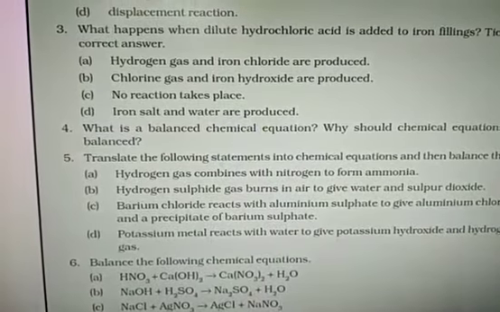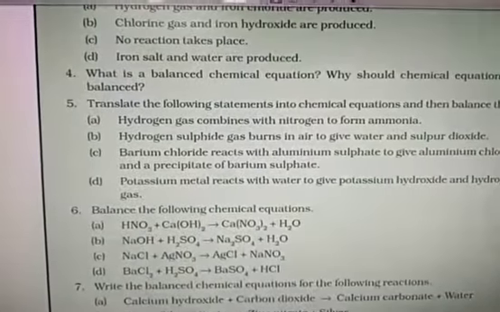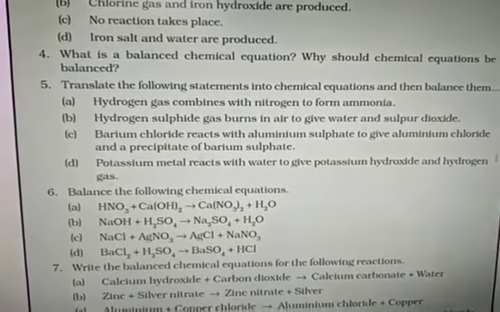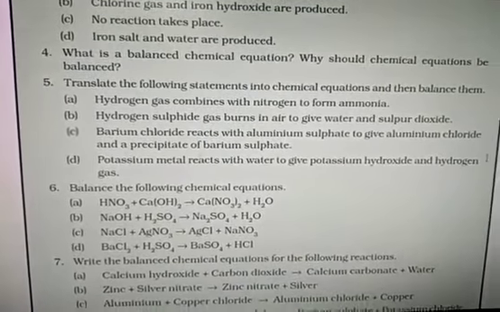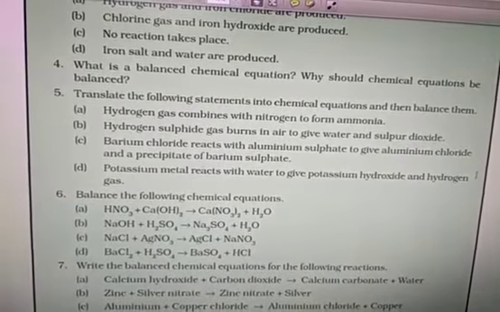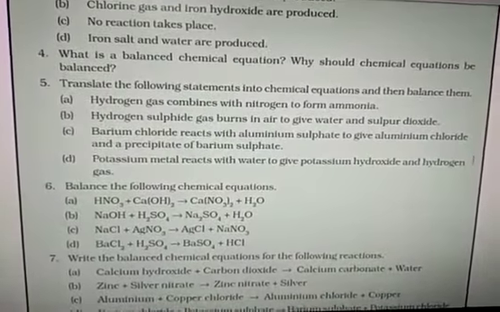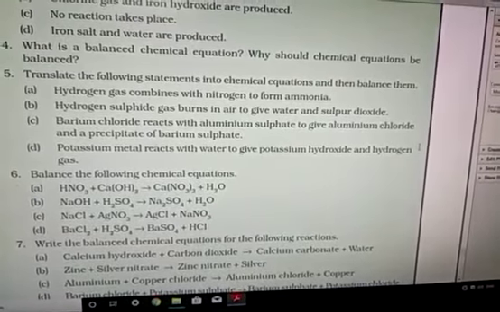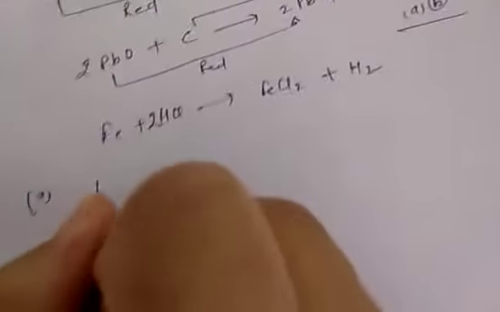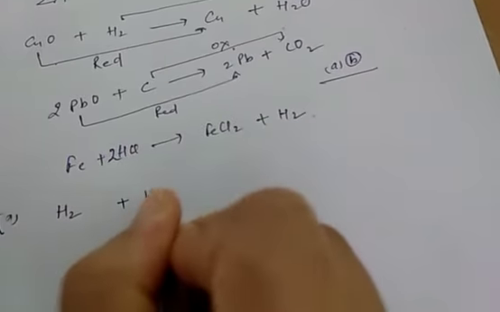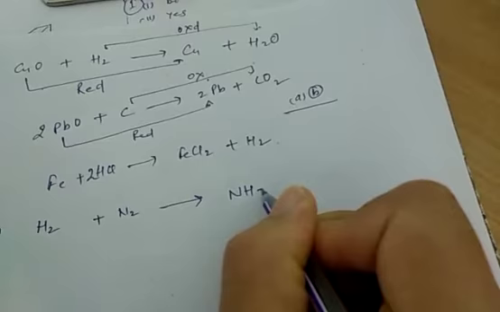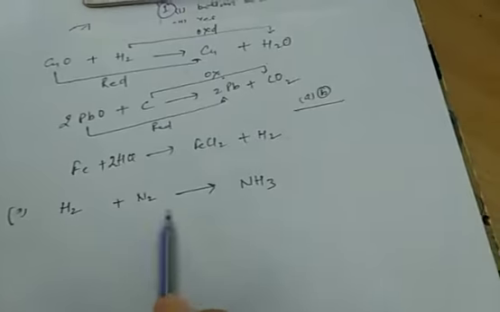Now come to the next question. Translate the following statements into chemical equations and then balance them. So see them very carefully one by one. Your first is hydrogen gas combined with nitrogen to form ammonia. Hydrogen reacts with nitrogen, it forms ammonia, NH3. Try to balance the reaction.